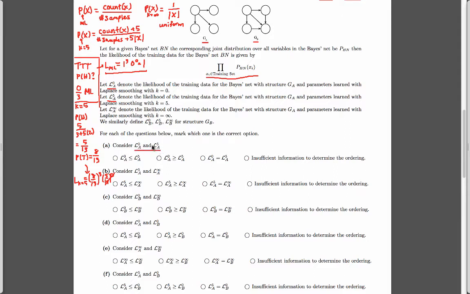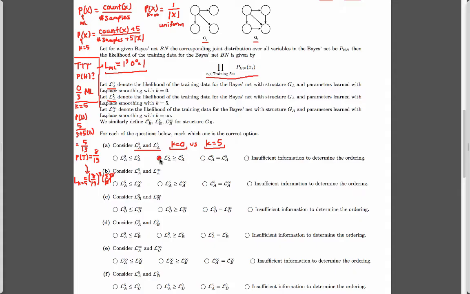Okay, so in part A, we are considering L(k=0) versus L(k=5). So this is saying what is the likelihood of our training data for k equals 0 versus the likelihood of our training data with k equals 5. In this case, k equals 0 is the same as our maximum likelihood estimate, whereas k equals 5 will be a smoothed version of our maximum likelihood that has a smoother distribution. It's closer to uniform. And therefore, the likelihood of our training data is going to be higher for k equals 0 because it's not smoothing, it's exactly fitting the data and maximizing that likelihood.